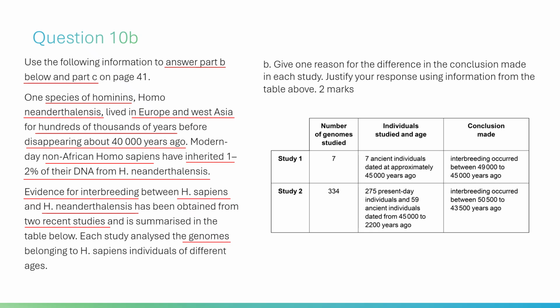Each study analyzed the genomes belonging to H. sapiens individuals of different ages. B. Give one reason for the difference in the conclusion made in each study. Justify your response using information from the table above.